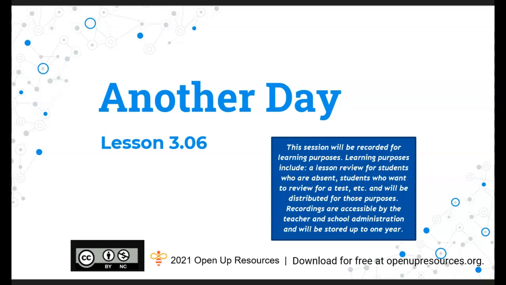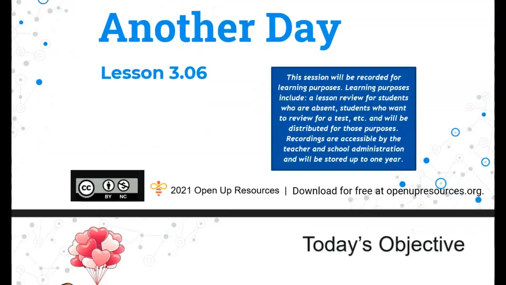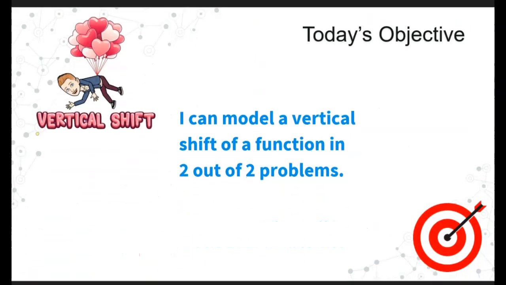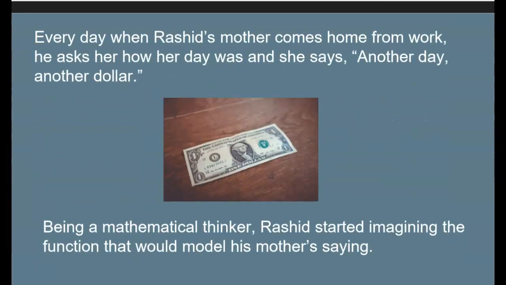Today we'll be going over lesson 3.06, Another Day. So today's objective is: I can model a vertical shift of a function in 2 out of 2 problems. And we will start with a story.